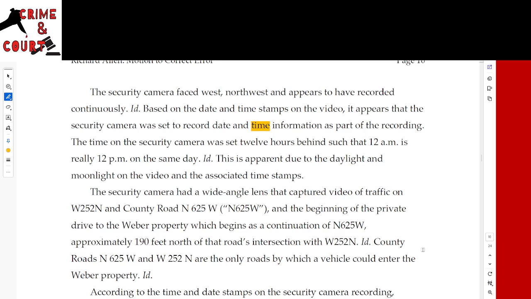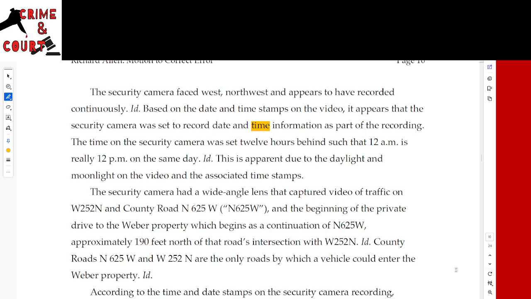So the security camera had this wide angle lens that captured video from all these different roads and the beginning of the private drive to Brad Weber's property. That was going towards Brad Weber's property, which begins as a continuation of North 625 West, approximately 190 feet north of that road's intersection with West 252 North. So, okay, whatever. Those are the roads that converge, and we get the private road that goes to Brad Weber's house.